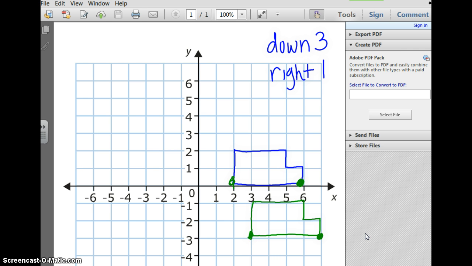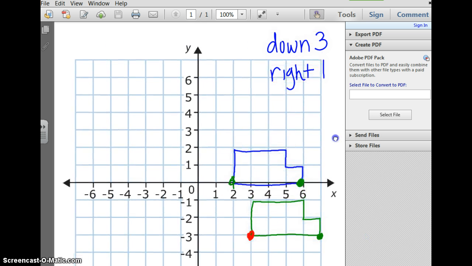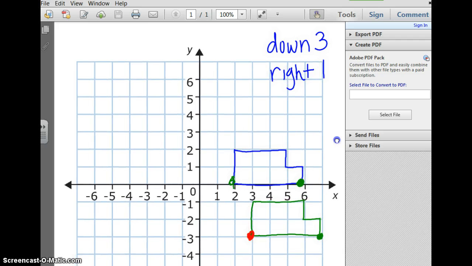Okay, next question. Who can give me the ordered pair for that one? A little trickier. Shouldn't have moved that. Sorry about that. Who can give me the ordered pair for that red dot? 3 and negative 3. We always start at 0, so we went over 3 and down 3, which would be negative 3. That's right. So we'd have 3 and negative 3. Good work. Are you ready for another shape?